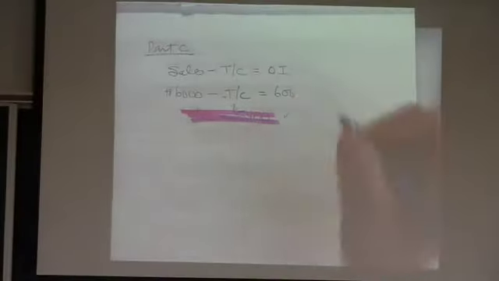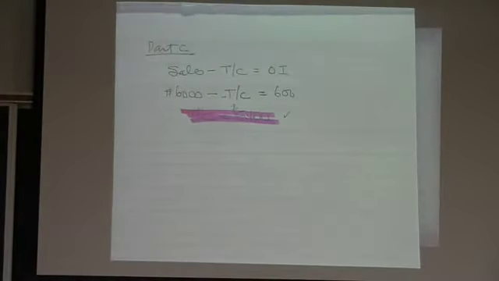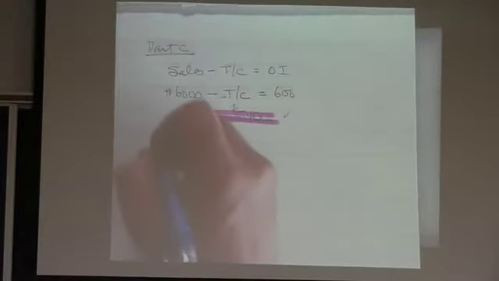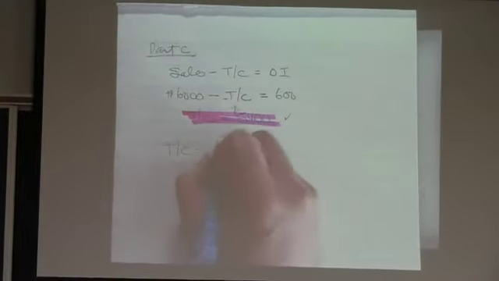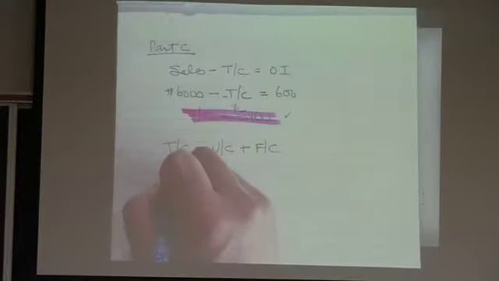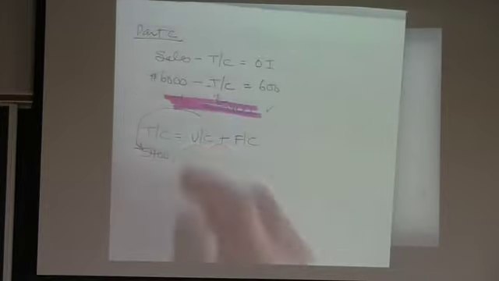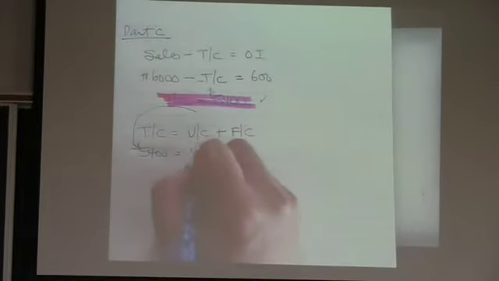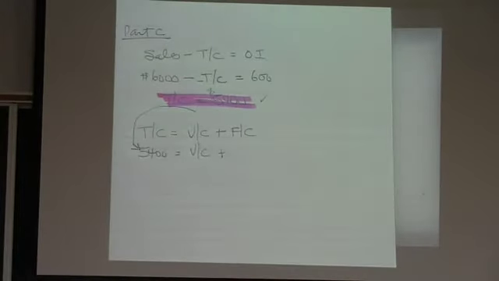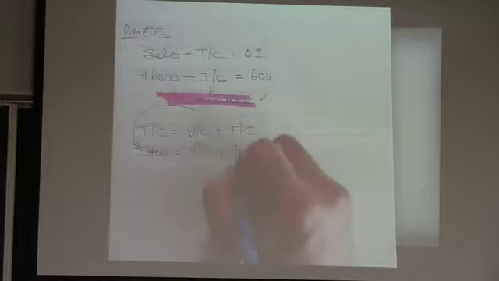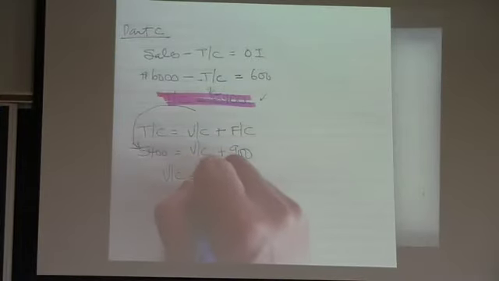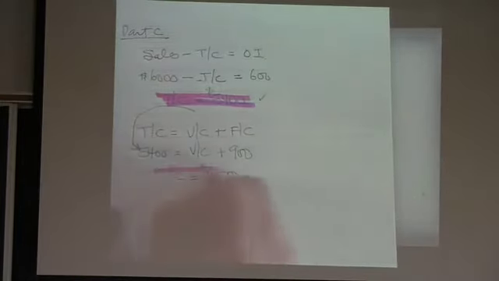Now, once total cost is known, you can figure out what the variable cost is, because total cost equals variable cost plus fixed cost. We do have the total cost now, $5,400. Variable cost is unknown, but we do have the fixed cost, don't we? And the fixed cost is $900. So variable cost equals $4,500. So that was one of the unknowns.